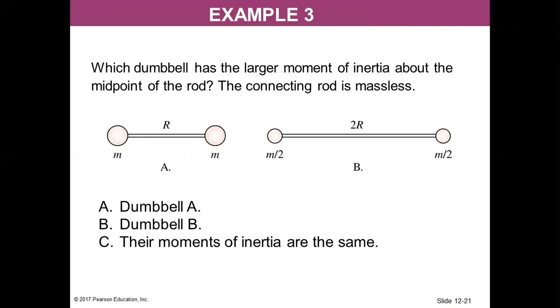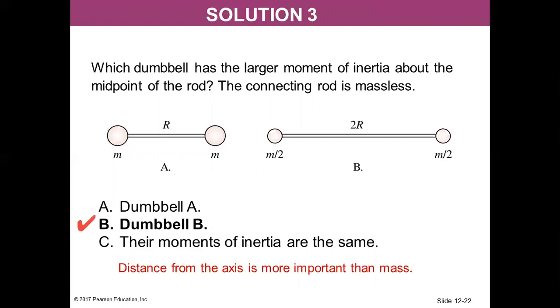Okay, let's consider this example as well. Which dumbbell has the larger moment of inertia about the midpoint of the rod? The connecting rod is massless. So you can see A has a bigger mass, but with a small distance between the middle and the mass. Here we've increased the distance. The distance is double, but the mass is half. So let's check. The one with the bigger moment of inertia is of course the one with the longest distance, which is B.